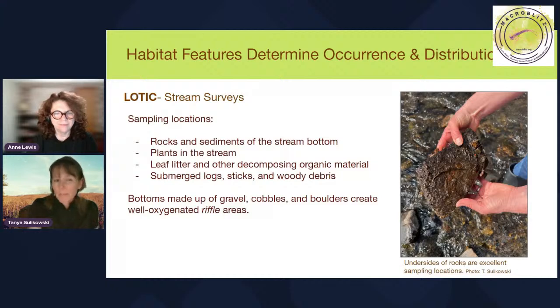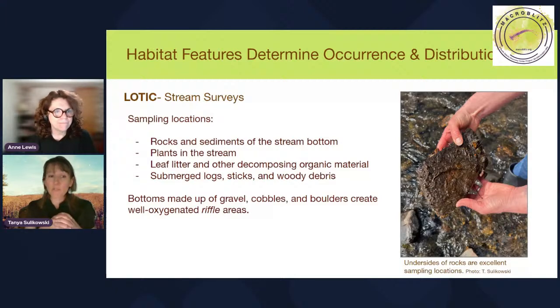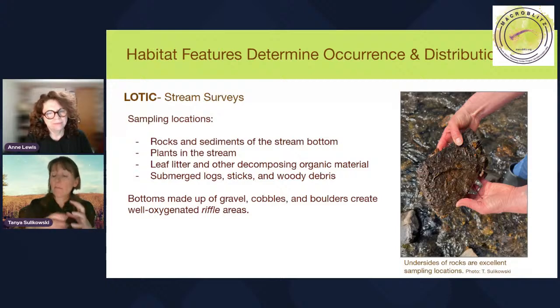As we said, probably not a whole lot of plants in the stream. If there are slower areas, there will be accumulations of leaf litter, things we like to call leaf packs, other decomposing organic material, and then some of that woody debris.